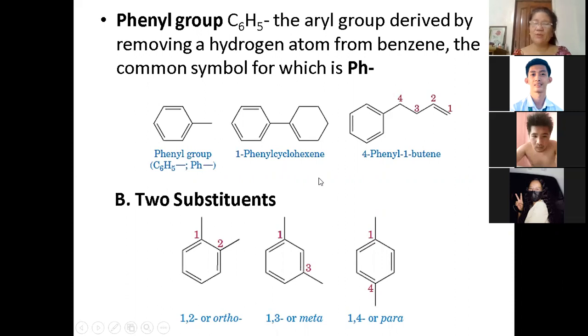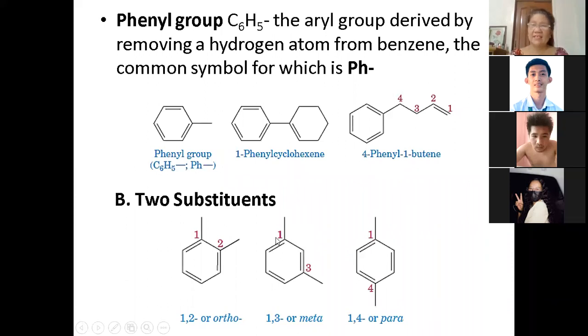It could be ortho, meta, or para. What do you mean by ortho? If it is ortho, meaning they are adjacent to each other. That is 1, 2. You can have 1, 2, but if they are adjacent, it's ortho. No need to place 1, 2. It's ortho.